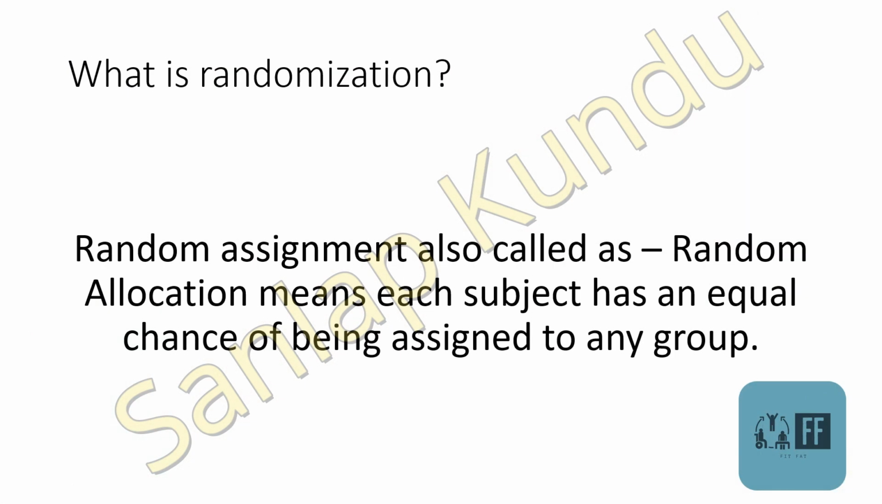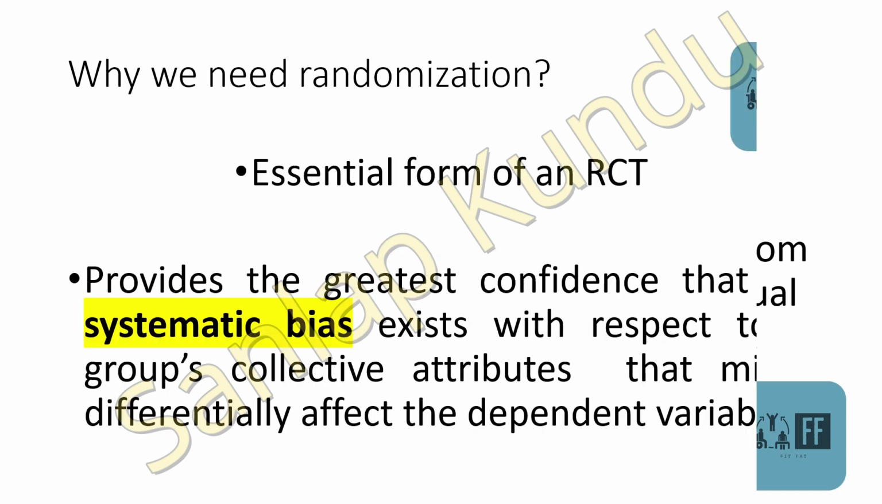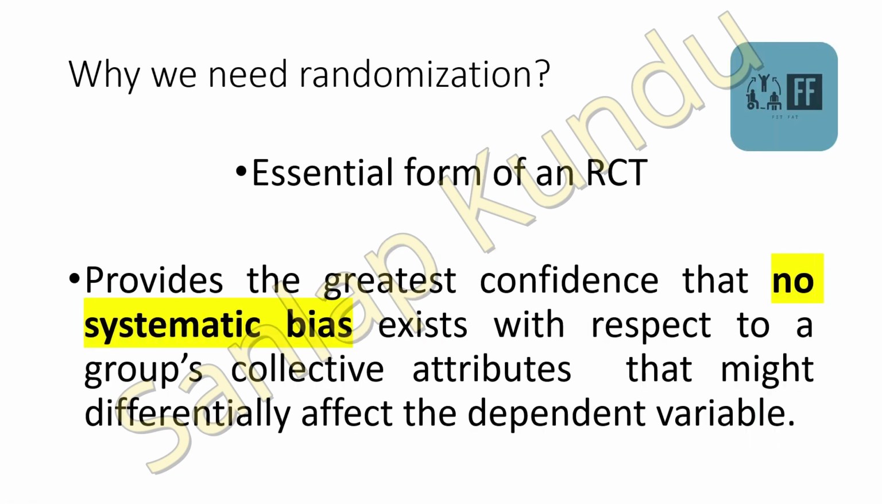So for those who do not know about randomization, random assignment or random allocation means each of your study subjects has an equal chance of being assigned to any of your groups, that is, either the experimental group or the control group. Now, why do we need to do randomization?